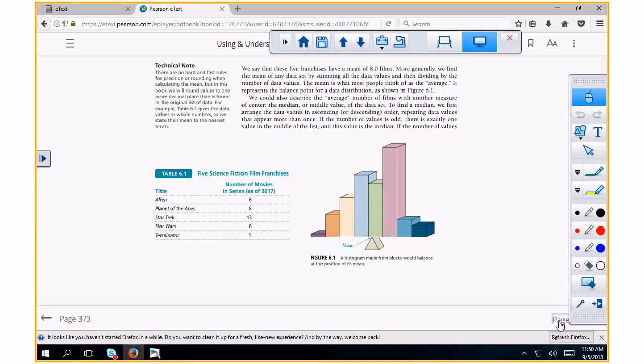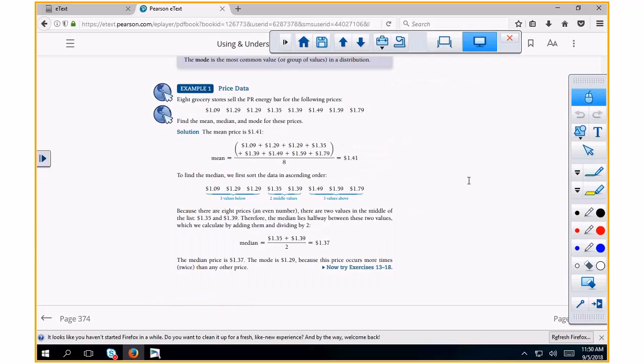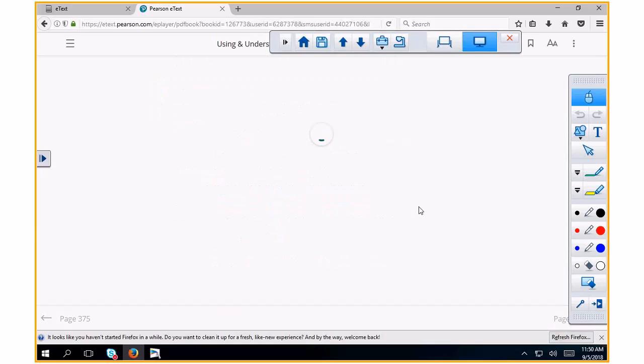Just hold on a minute. I'm not used to this new format of this book. I know. I don't like it.